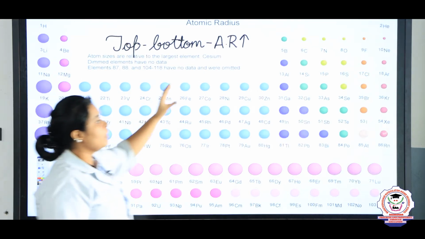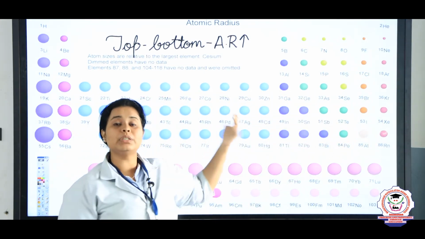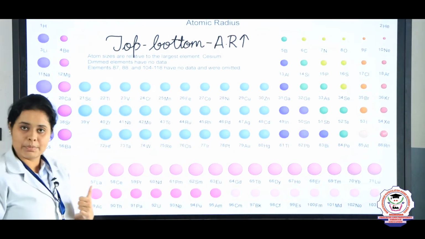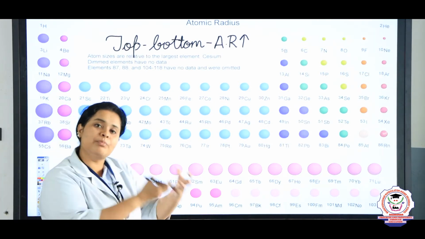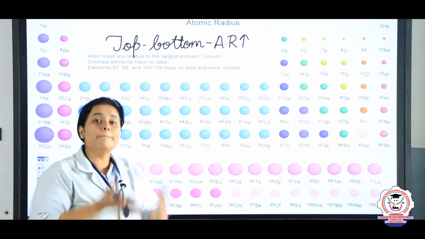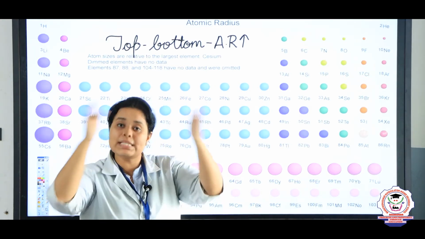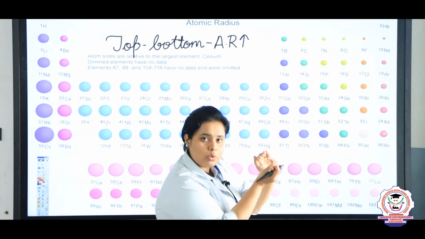The number of electrons increases, and you can see the size of the atom keeps on decreasing. Here what's decreasing? The radius is getting decreased. Why is it getting decreased? Because as the number of electrons increases, the nucleus starts attracting the electrons which are present in the last shell, and therefore they will come closer.